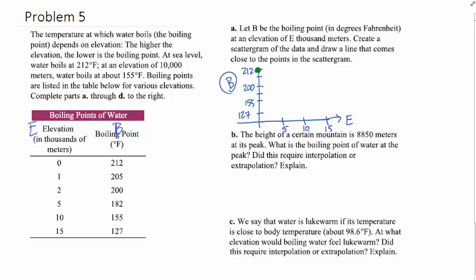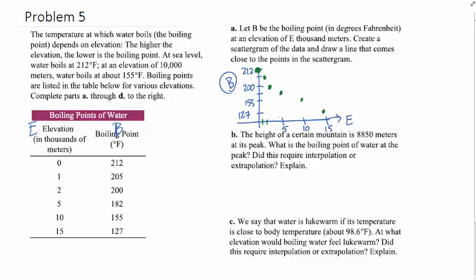Now we have 1 and 2. 1 and 2,000 would be over here. So this is 205 and 200. At 5, this is going to spread out a little bit further now. It's 182. At 10, it's 155. And at 15, it's 127.